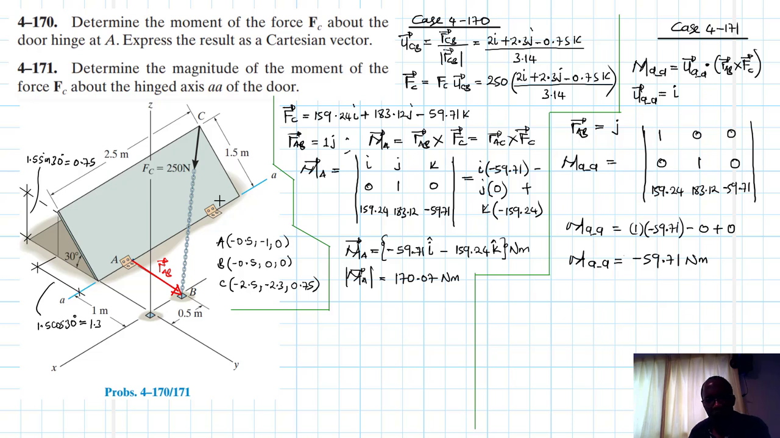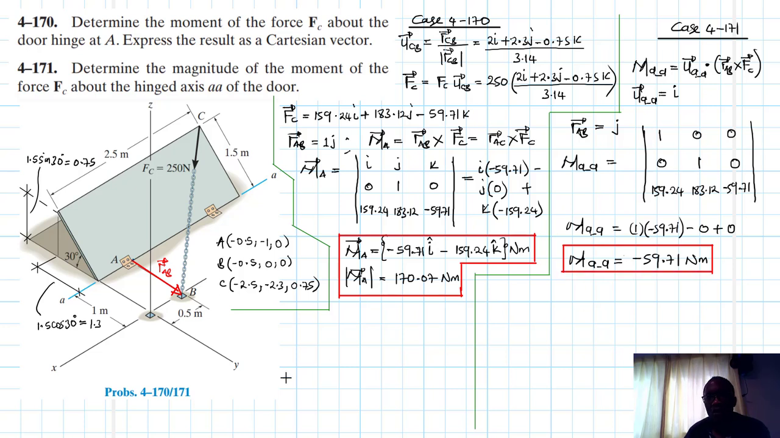Right. So let me just outline the solution. For the first case, which is the moment about point A, we found the vector itself and this magnitude here, the one I'm just outlining. And then for the moment about a hinged axis AA, this is the moment that we calculated here. I think this is about it.